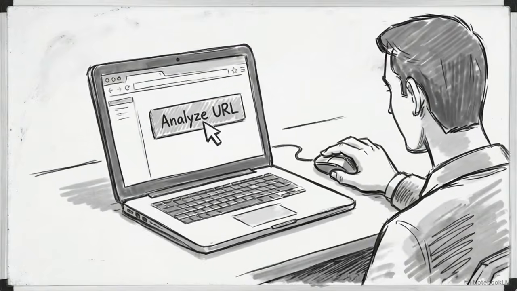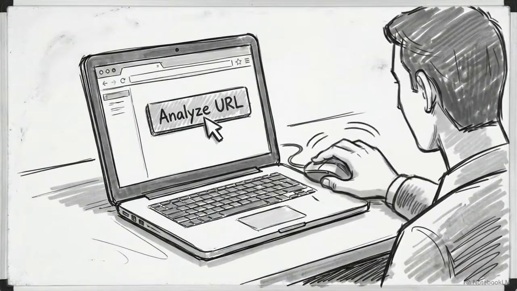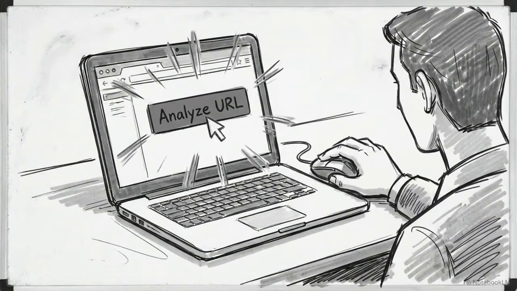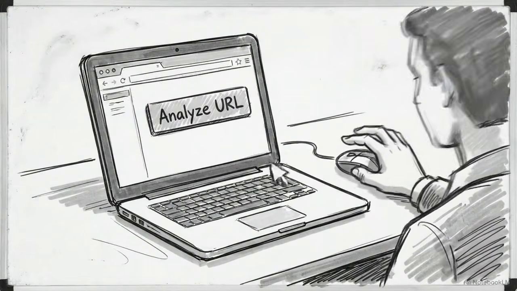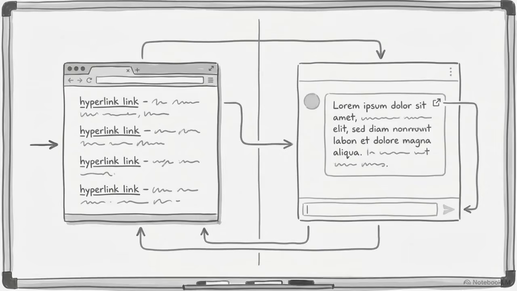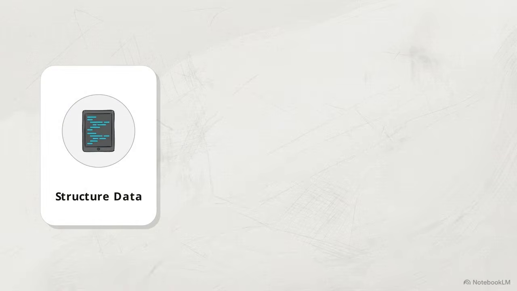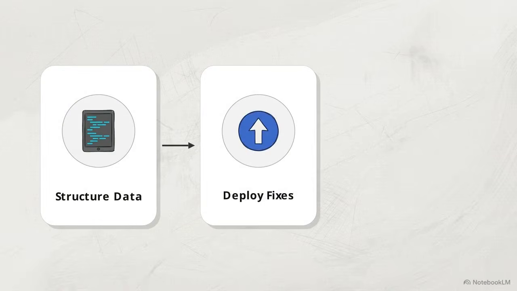To begin, log into your account. Enter a target URL, and run your very first AI search visibility audit today. Answer engine optimization is the practical requirement for staying visible as search behavior continues to change. Structure your data, deploy the fixes, and establish your presence in the new landscape.